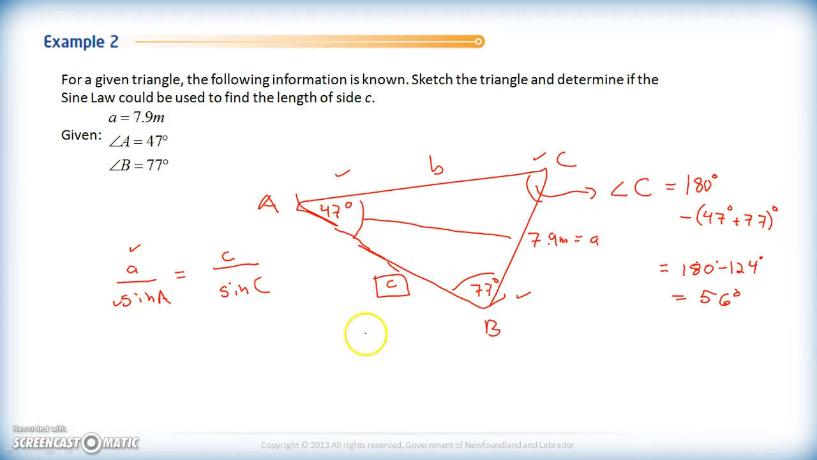So now that I know what angle C is, I'm going to be in business with this one. So I've got a over sine A, c over sine C, and I know everything but that guy. So yeah, I'm going to be able to attack this one. We're not going to get into the details of how we solve the equation, we probably won't even bother to fill it in here. But that's okay. In the next instructional video, we'll learn what we would have to do to solve that. Now that we know that the sine law would be okay to use, we'll actually learn how to solve it.